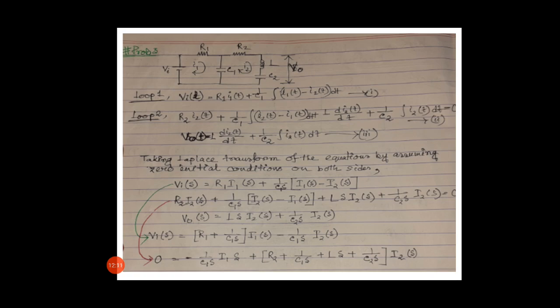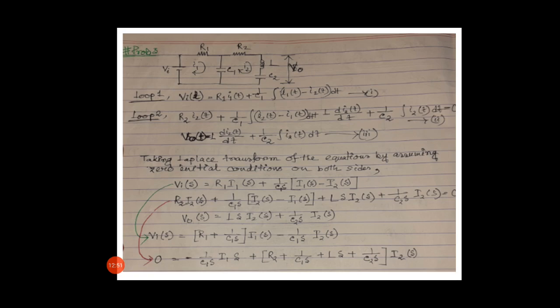Now taking Laplace transform of the equations by assuming zero initial conditions on both sides, V_i(s) equal to R1 I1(s) plus 1 by C1s into (I1(s) minus I2(s)). From this input equation I am taking I1(s) common. So this equation is like this: V_i(s) equal to (R1 plus 1 by C1s) into I1(s) minus 1 by C1s into I2(s).